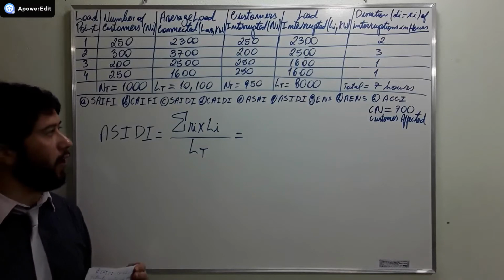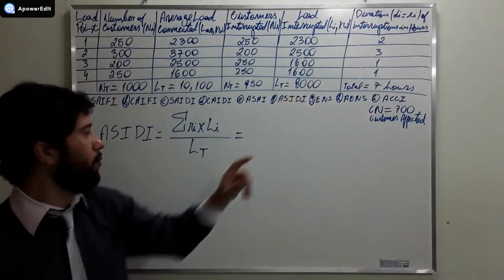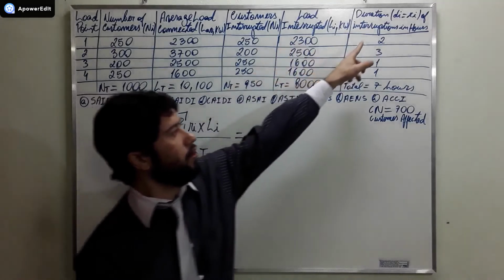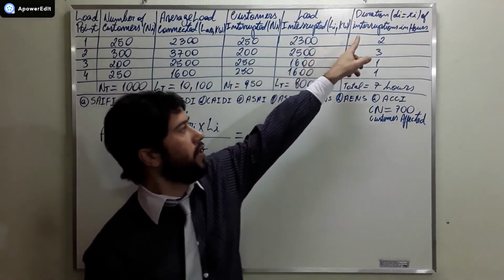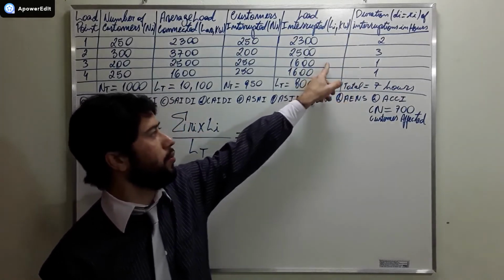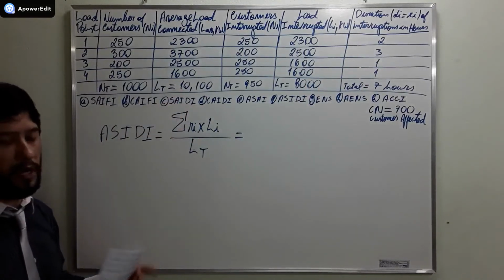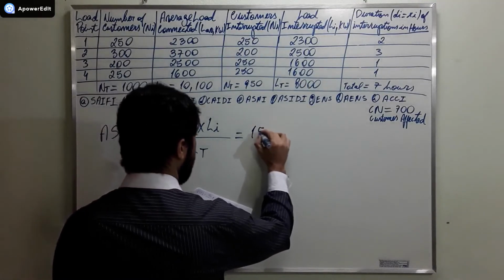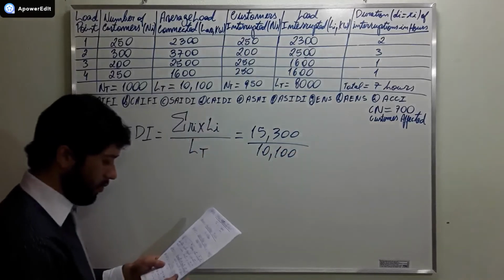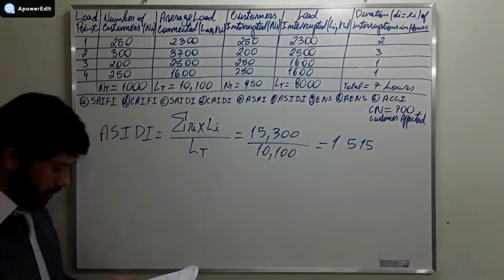We were speaking about the ASAIDI. And how do we calculate the ASAIDI? We simply multiply the durations of the interruptions with the load interrupted, Li, and then the loads are here and the durations are there. We simply multiply this number with this number, and then we sum with the multiplication between this number and this number, and then we divide by the total load, which is 10,100, and then we simply do this: 15,300 divided by 10,100, and then we find 1.515.